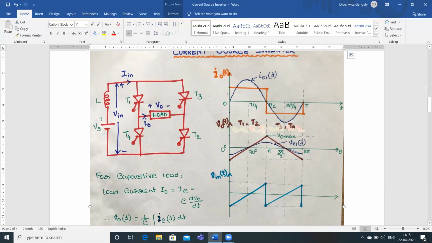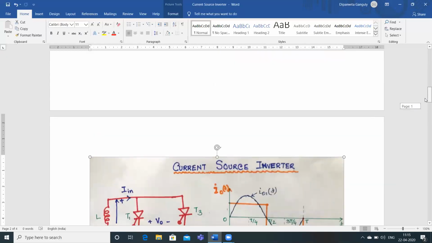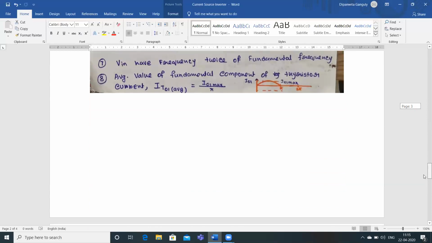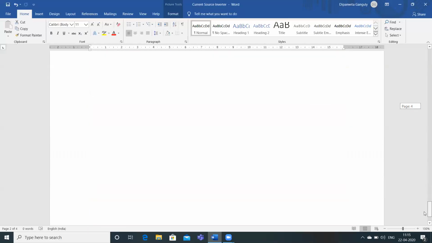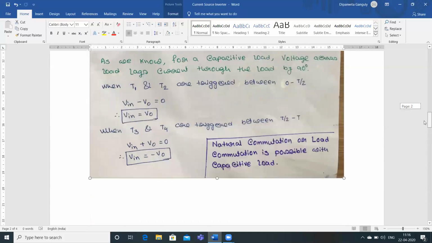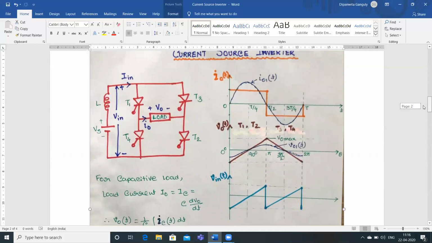So this is enough for the current source inverter. Go through this, and all the parameter analysis is very, very important to solve problems. So don't ignore it, go through all the topics I covered and try to understand how the waveforms are coming and what will be the equations of each waveform.